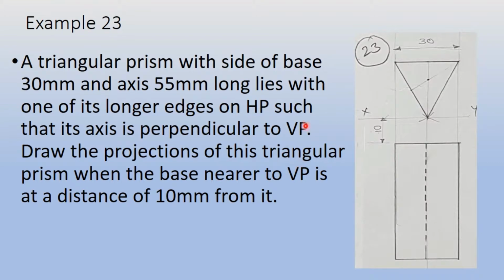So this is the solution for your example number 23. As you can see, this edge is resting on the horizontal plane and the axis is perpendicular to the vertical plane. That is why the top view appears as this rectangle here, and there should be an axis line here, but because of the dotted lines appearing due to this edge resting on the HP, which is not visible from the top, we will have dotted lines here. And also this is 10 distance from the base, which was mentioned in the question, that the base is 10 away from the vertical plane. So now the top view is 10 away from the XY line. So this is the solution.